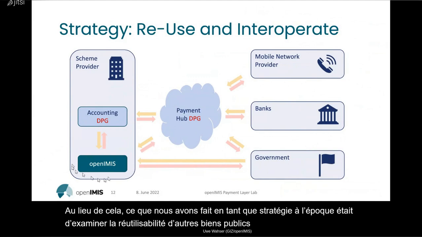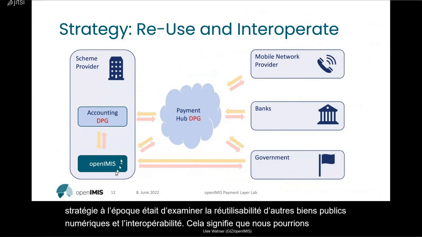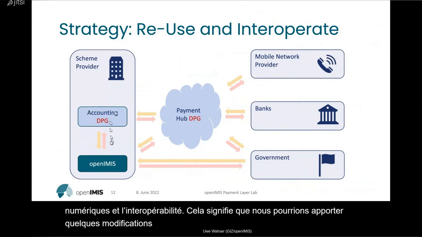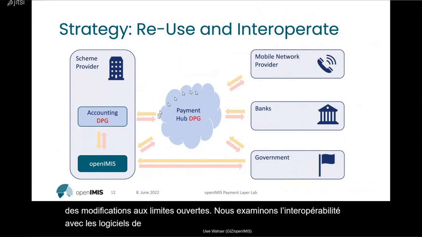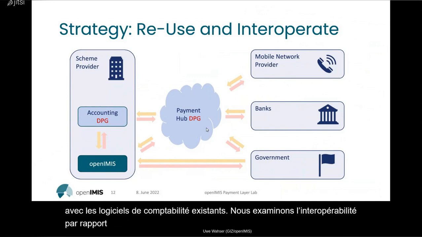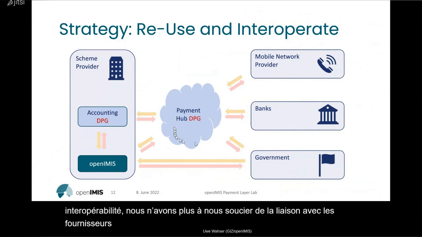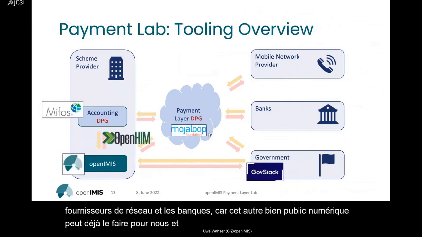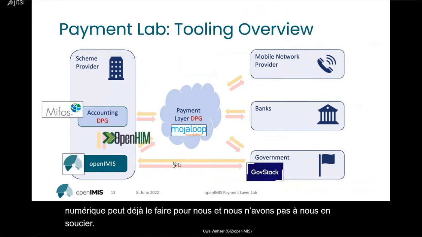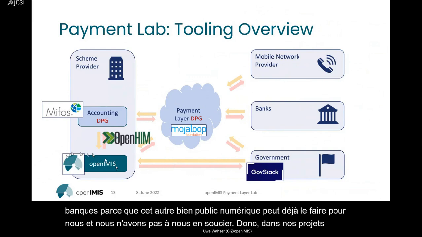That means we might do some modifications to openIMIS. We look at interoperability to existing accounting software. We look at interoperability to existing payment hubs. And once we have this interoperability, we don't have to worry about the link to the network providers and the banks, because this other digital public good can already do that for us, and we don't have to worry about it. So in our project, the tooling that we had was now openIMIS, of course.